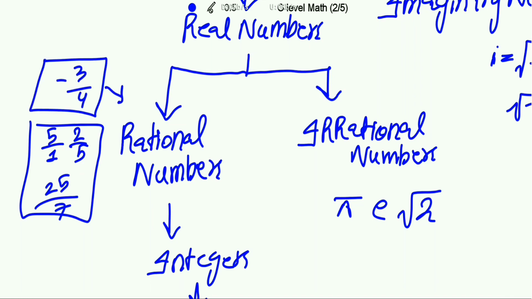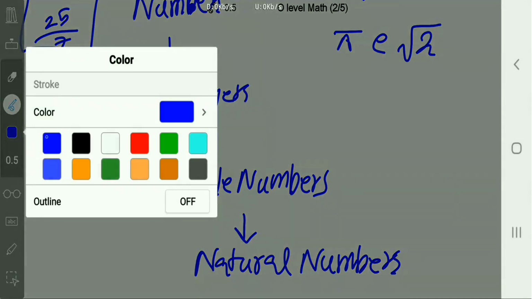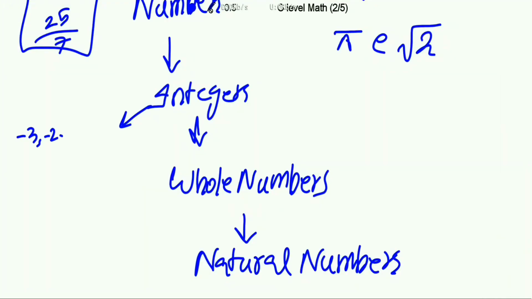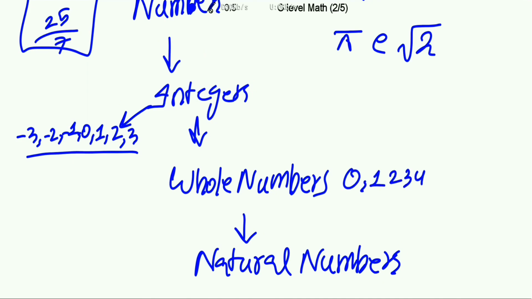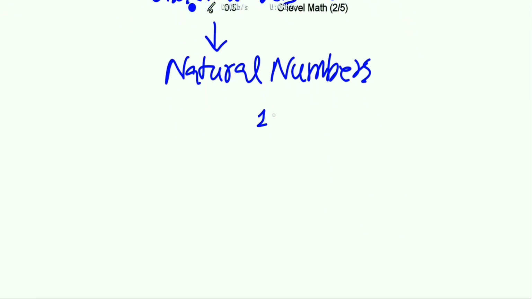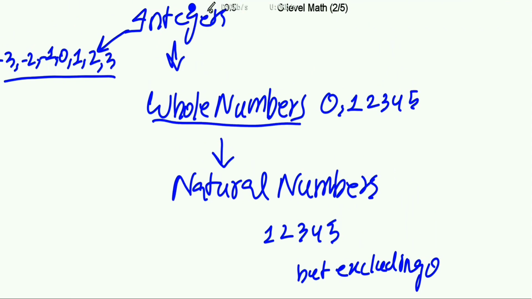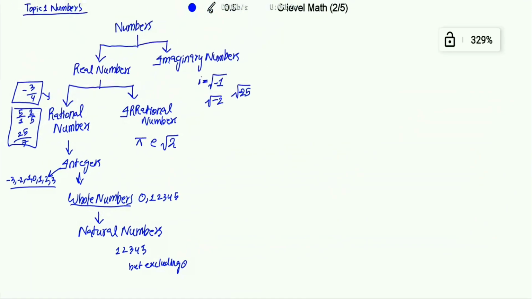Rational numbers can be made from integers. So what are integers? Integers are those numbers which include negative numbers and positive numbers. Let's say minus 3, minus 2, minus 1, 0, 1, 2, 3. These are all integers, including positive and negative numbers. What are whole numbers? Whole numbers include 0, 1, 2, 3, 4, 5, but don't include negative numbers. Natural numbers are just counting numbers, 1, 2, 3, 4, 5, but excluding 0. We do not put 0 in natural numbers; 0 can only be found in whole numbers. So this is what a number really is.